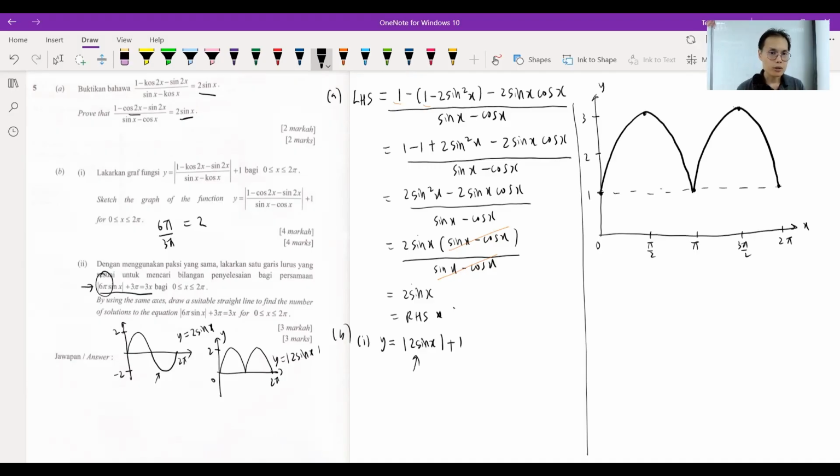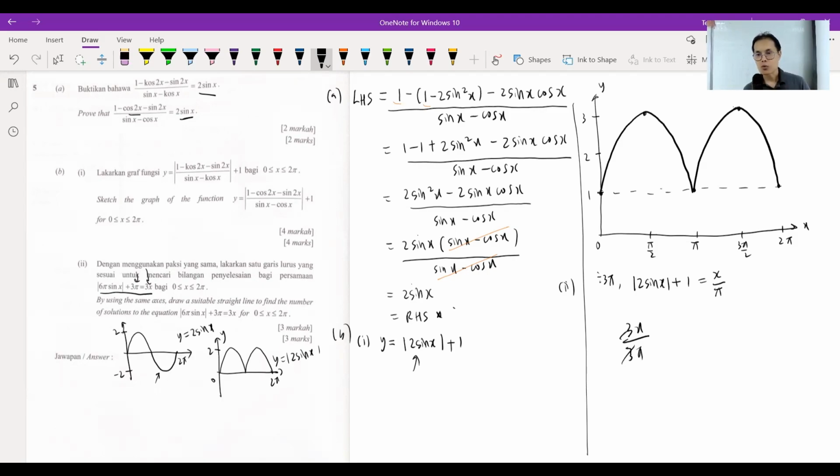Okay, so when you divide everybody by 3 pi, I'm not going to copy the question. I'm just going to continue writing here, divide by 3 pi. So this becomes modulus 2 sine x plus 1. Why plus 1? 3 pi divided by 3 pi is 1. And 3x divided by 3 pi, cancel the 3, left with x over pi. So your left-hand side is the graph that we have already drawn. The right-hand side is another straight line that we have to draw to find the number of solutions.